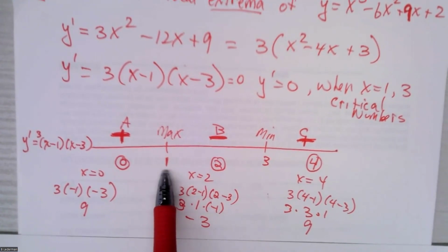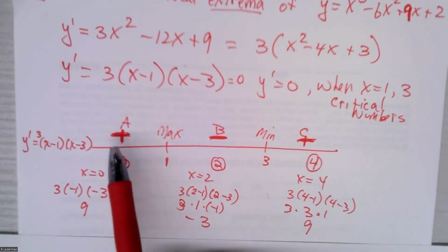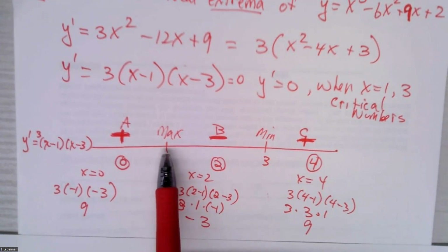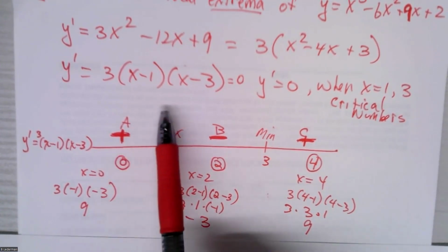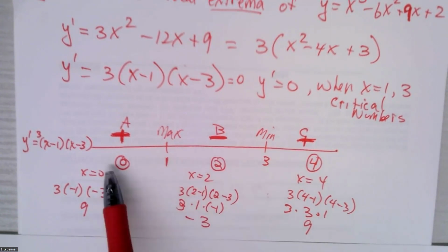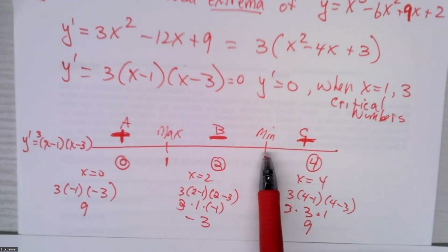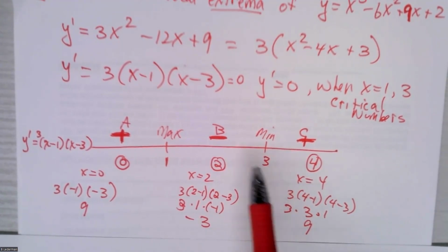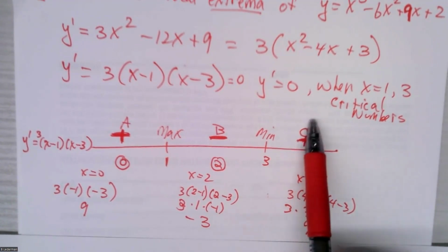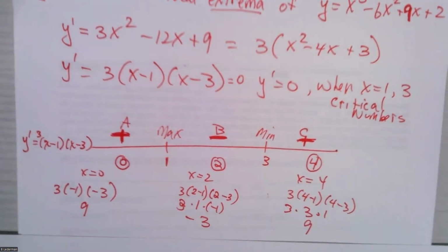Now, let's go back to the critical number 1. I see it's positive before and negative after. That means this is a max, because it's going up the hill, hits the max, and comes down the hill. Positive, negative. Here I have negative, positive, around the 3, so that's a min because it's going down negatively, then it goes up positively, and there we go. So 3 and 1 are critical numbers which happen to yield maxes and mins.